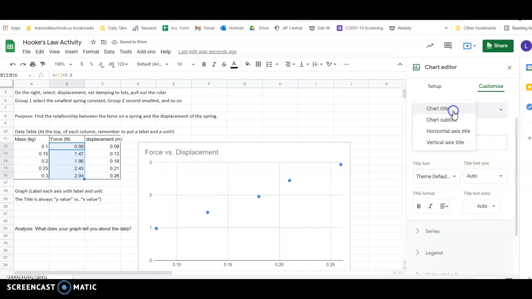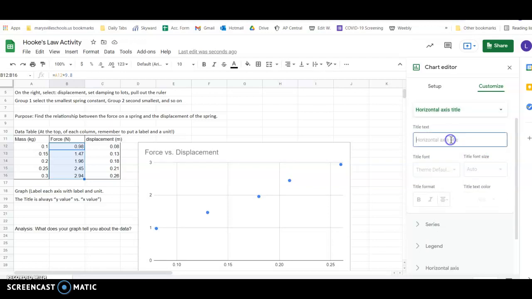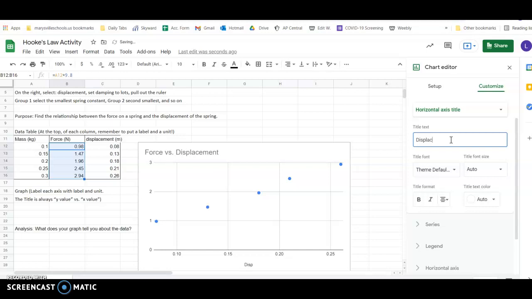Then you're going to change chart title to horizontal axis title. The horizontal axis is displacement. But on the axes, we do put units, and we did convert those displacements from centimeters to meters. Your vertical axis is force, which happens to be the weight of the object, but we're just more generically calling it force. And the unit for that is newtons. So that's what your titles and labels should always look like.